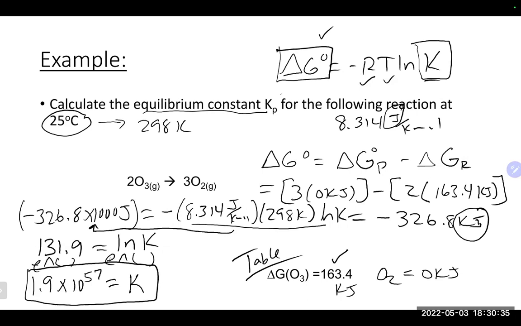If we have a lot of products, that means we should end up with a large value of K, and I would say 10 to the 57 would definitely qualify as a large value of K. So again, those numbers correspond to each other correctly in terms of their meaning. Any questions on any of that? Yes, sir.